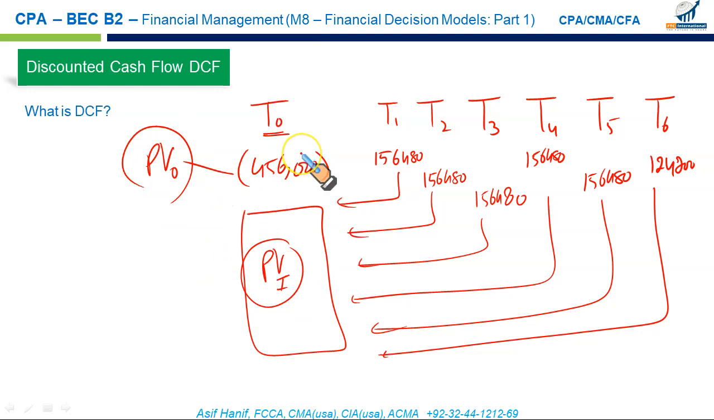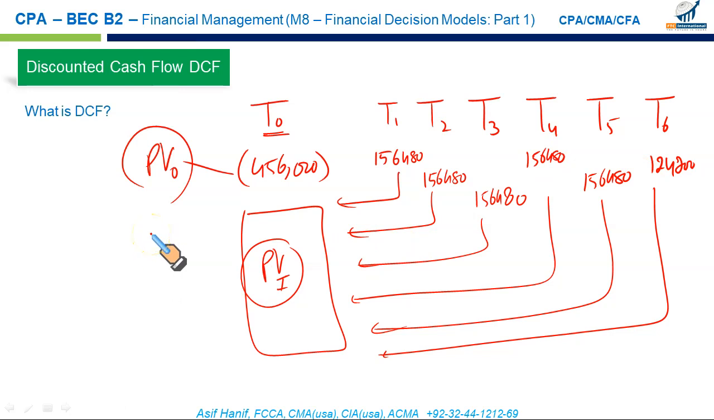So calculation of the present value of your investments and the present value of your future cash flows is called the DCF valuation, and then we'll discuss how we decide whether we should go for this project or not, because it's a very meaningful idea. If I have to make an investment of 456,000 now and I will receive many cash flows in the future, why don't we just bring them into present terms, and then it will be much easier for me to decide whether I should go for this project or not.